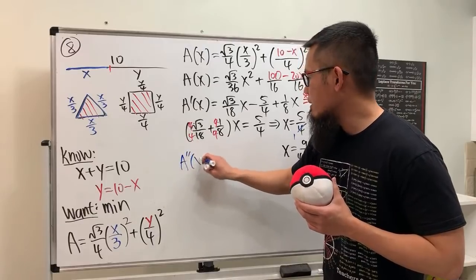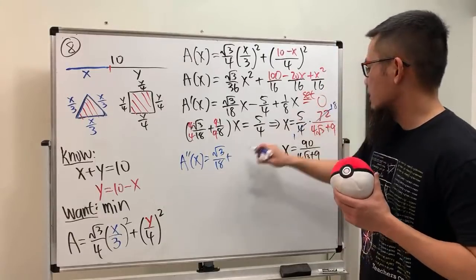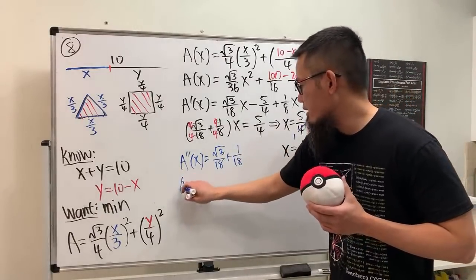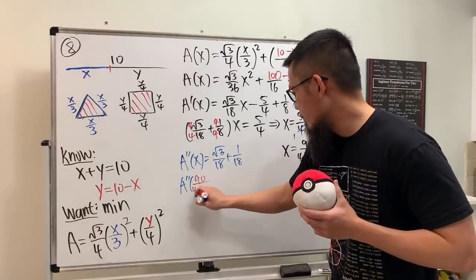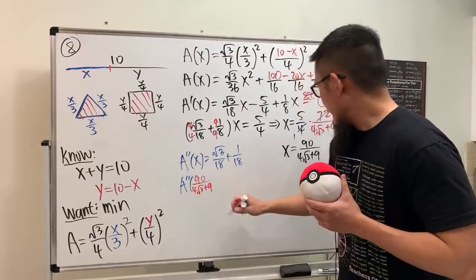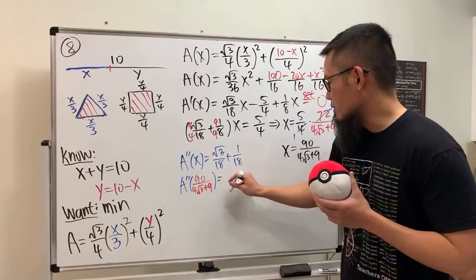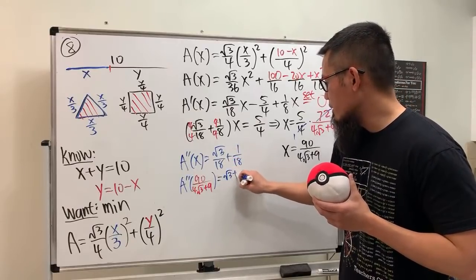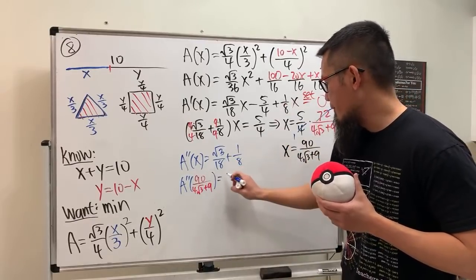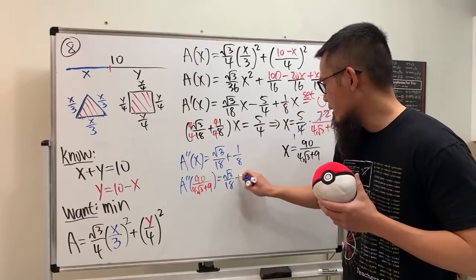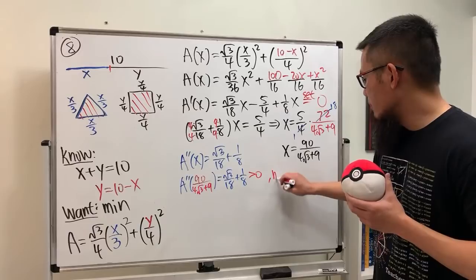A double prime of x is just equal to square root of 3 over 18 plus 1 over 18, and then A double prime of that number, 90 over 4 square root of 3. I know you guys will be like, do we really have to show this? Well, depends on your teacher, I would say. And anyway, square root of 3 over 18 plus 1 over 8 is clearly positive.